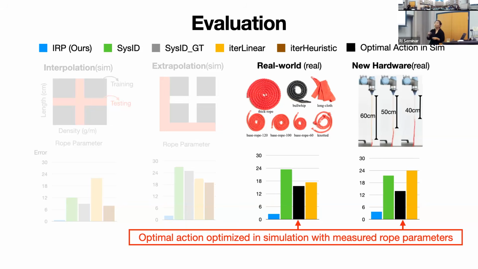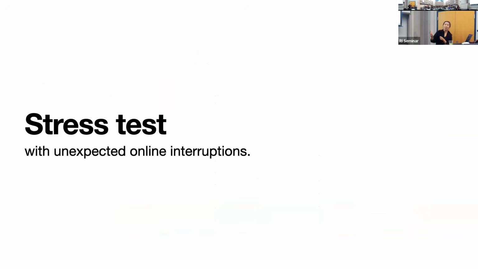And then finally, in the real-world experiment, we test with some very strong baselines. Basically, we try to optimize the action in simulation with measured rope parameters. So this method should be able to give us perfect results if the model in simulation matches the real world. But again, it oftentimes shows more than 10 centimeter error, which highlights a big sim-to-real gap for this task. So now I'm going to just show you what.